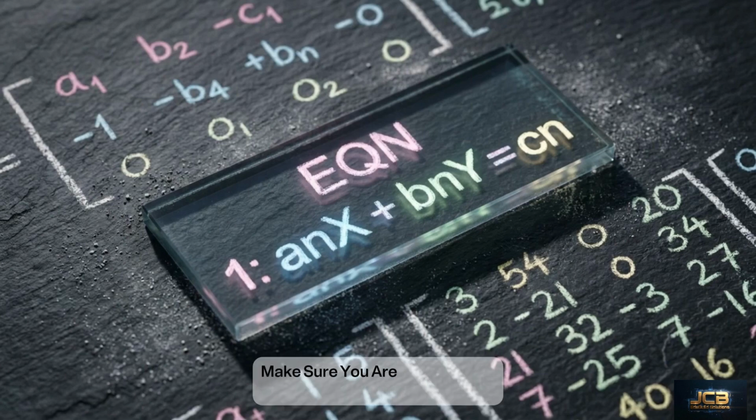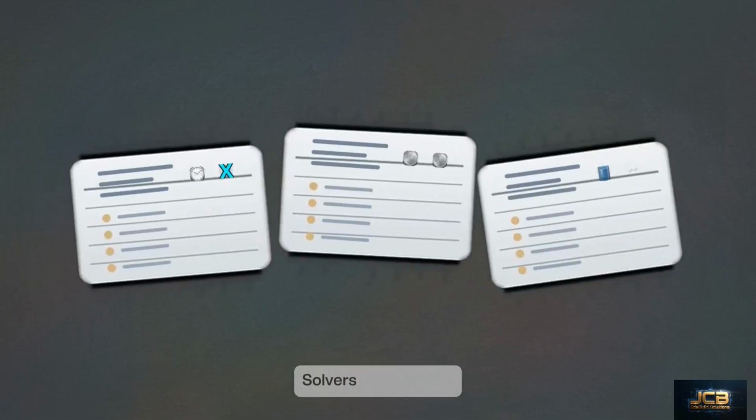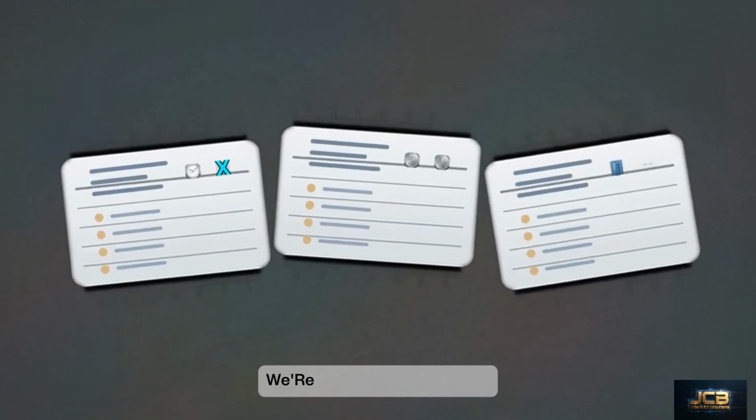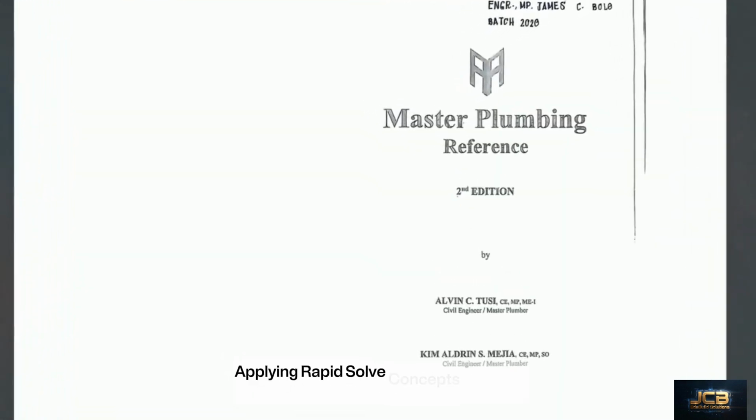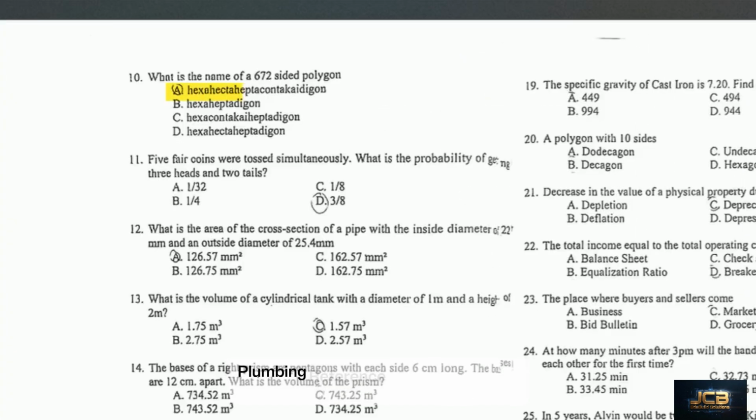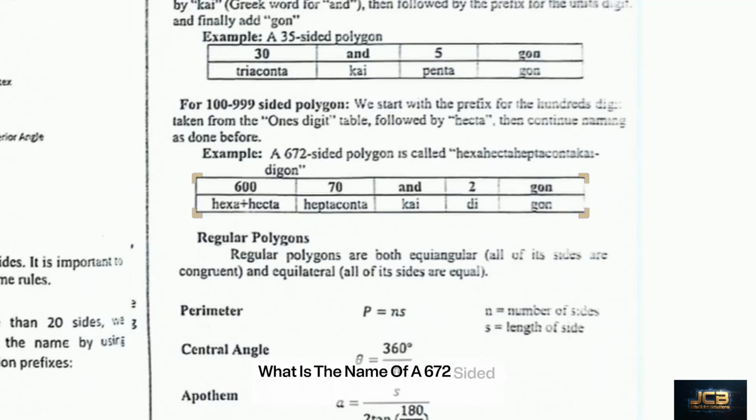Specifically, make sure you are comfortable accessing the equation solvers, like Mode 5.1. We're going to drill through a sequence of real test questions, applying rapid solve concepts directly from the Master Plumbing reference to maximize your speed. Starting with question 10. What is the name of a 672-sided polygon?